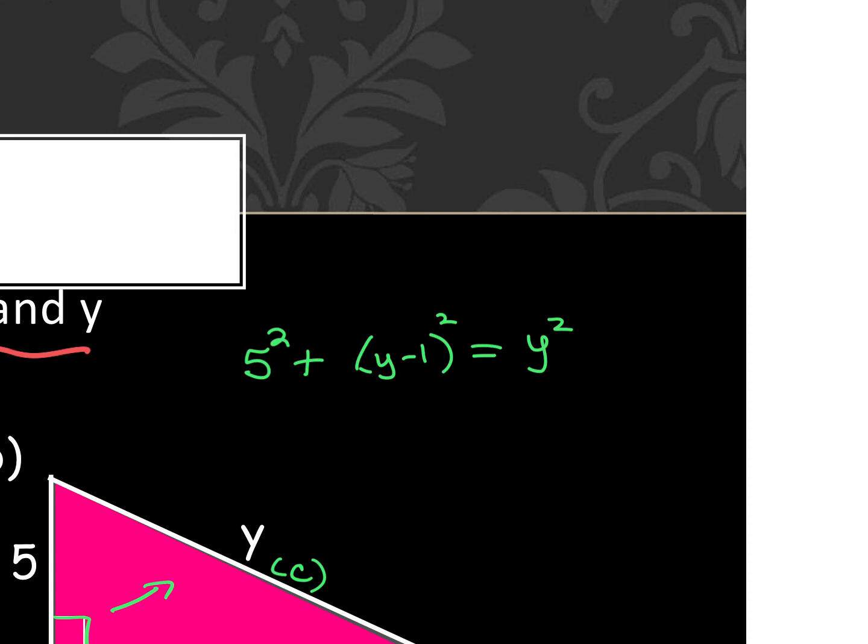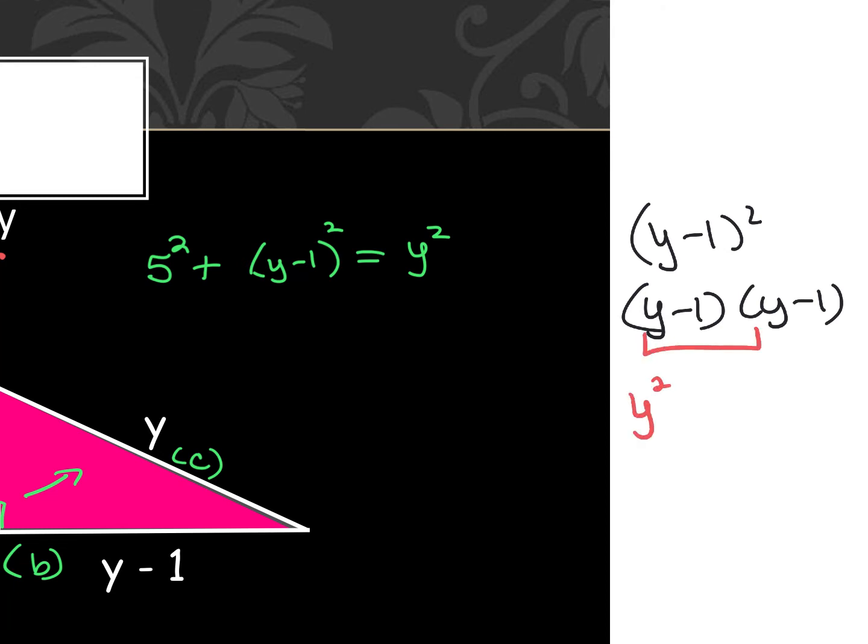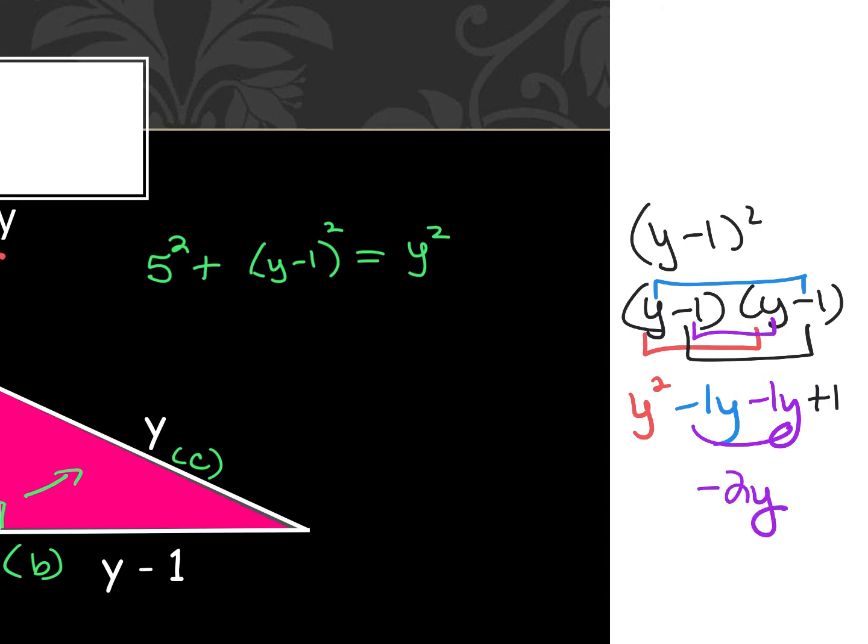So again, just to review, let's do it over here on the side. Y minus 1 squared, write it down 2 times, and we're going to do distributive property or FOIL. So y times y is y squared. Y times negative 1 is negative 1y. You don't need to put the negative 1 if you don't want to. It'll just make it a little bit easier when I go to combine my like terms. And that's a positive 1. So when I combine the middle, I get negative 2y.